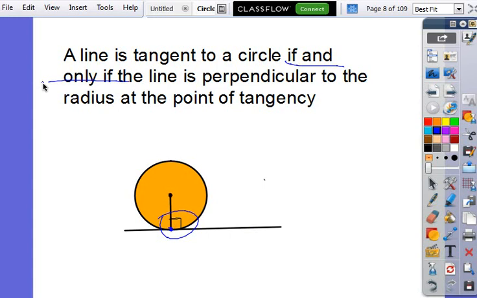This rule says it's tangent if it's perpendicular. Well, I could switch it around and say if it's perpendicular, then it's got to be tangent. So you know 2 things. You know if it's tangent, it makes a right angle. You know if you see a right angle, then it's got to be tangent.